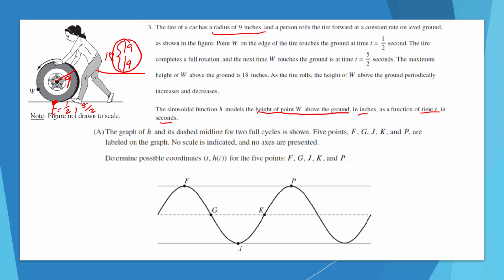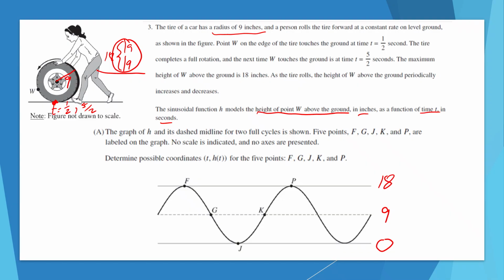We want to find 5 coordinates, so the first thing I want to do is label my y values first. So I know the maximum in this problem is going to be when it's at the very top. That's going to be when it's 18 inches above the ground. At the very bottom, we're given that it should be 0 because it is touching the ground, right? There's no distance between point W and the ground.